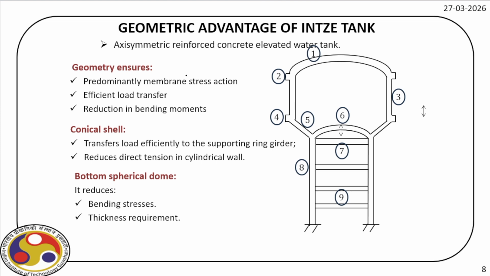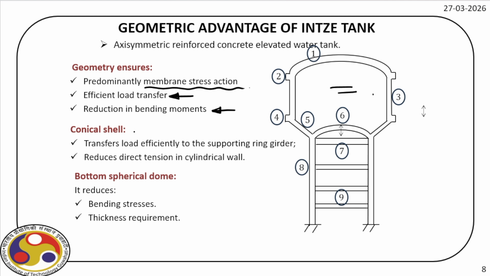So it is an axisymmetric structure. If you look at plane, you'll see a circular wall. So it's made of reinforced concrete. The geometry ensures predominantly the membrane strain action that I have already explained, efficient load transfer, which is really required particularly for a large water tank having a really large mass at the top, and it reduces the bending moment. So the geometry helps in reducing bending moments.